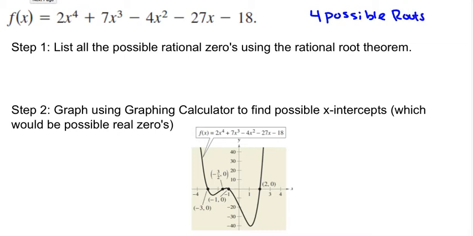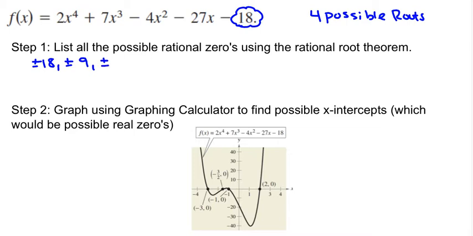So let's start off with step 1. Let's find the possible rational roots using the rational root theorem. So we start off with the constant of 18. We list out all the factors of 18. So plus or minus 18. The factors are anything that divides 18 evenly.